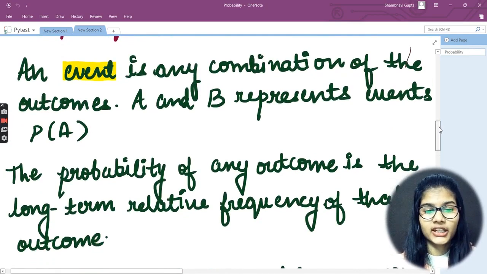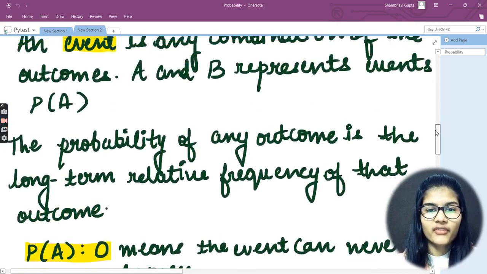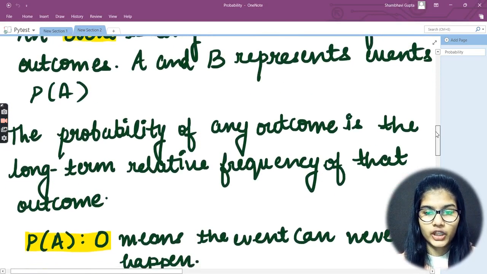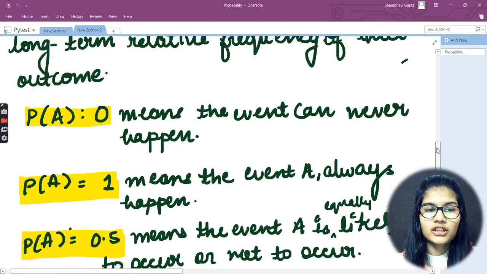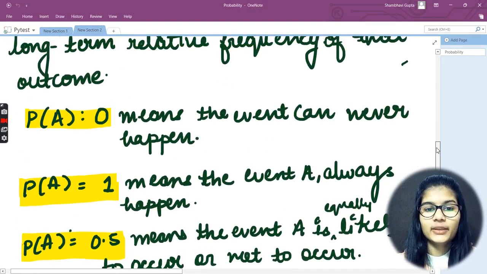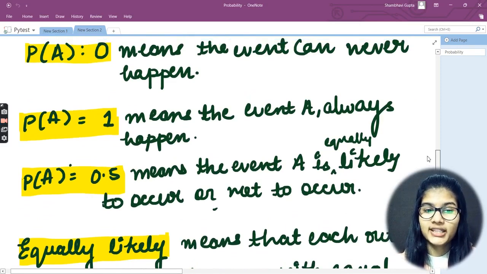Those all represent the events for you, right? Now, the probability of an outcome is the long-term relative frequency of that outcome. If the probability of A is equal to 0, it means that the event can never happen. If the probability of A is equal to 1, it means that the event A always happens.